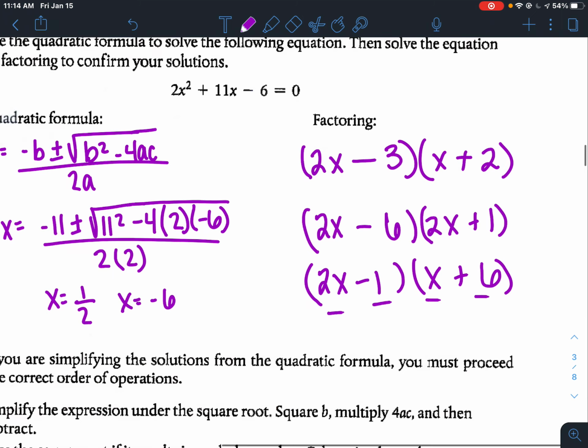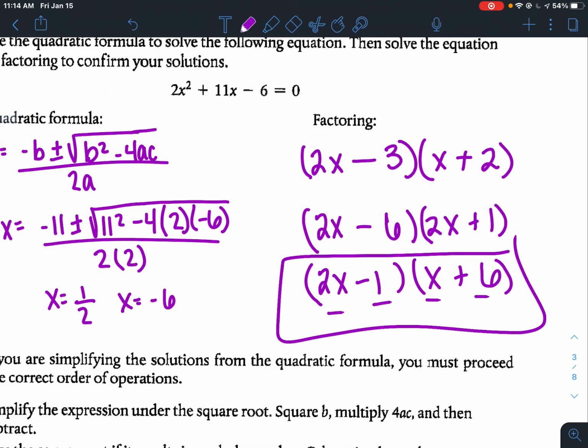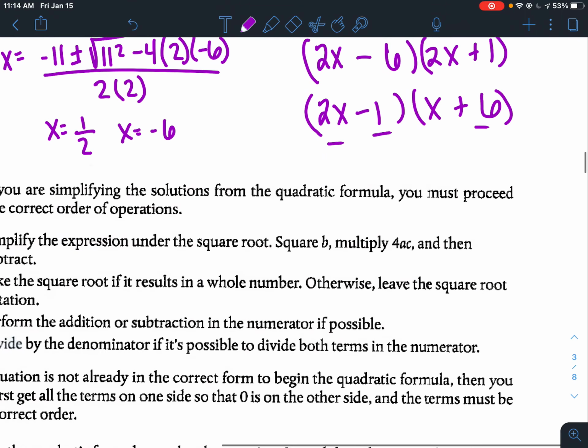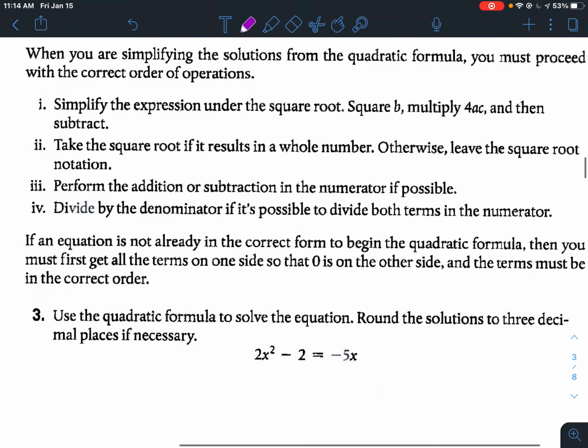I can set each of those equal to 0, and I would get x equals 1/2 and x equals -6. So yes, perfect. This one was correct. All right, so it does work. Moving right along to number 3.